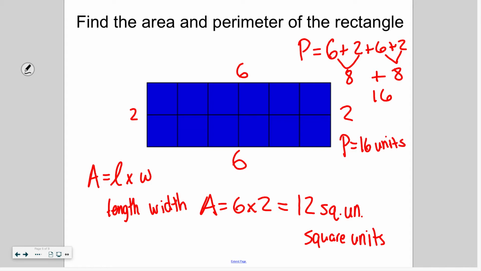It's not square units because it's just the units outside. It's not the squares inside. So when I'm doing perimeter, it's always in regular units. And when I'm doing area, it's always in square units. In this case, we're just using units because they're actual boxes. But let's say there were inches or centimeters. You would write square inches, square centimeters. And then if it was perimeter, you would just write centimeters or inches without the word square.